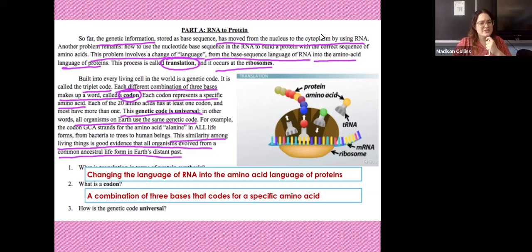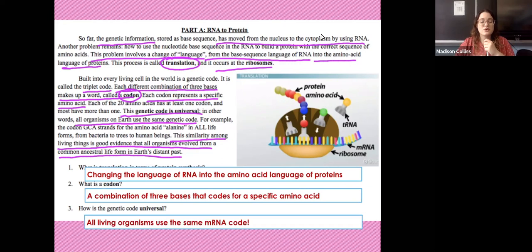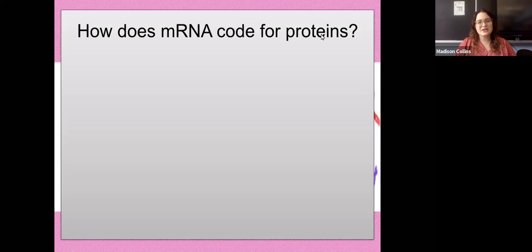And number 3, how is the genetic code universal? Well, we describe it as universal because all living organisms on Earth use this same mRNA code. And as the passage said, this is actually some pretty good evidence that we all came from a common ancestor at some point, because every single organism on Earth uses this same language, which is pretty cool if you think about it.